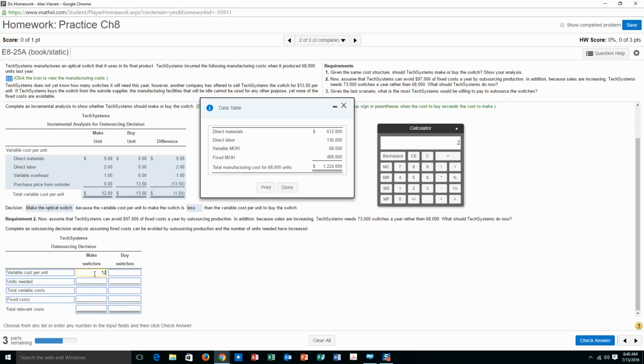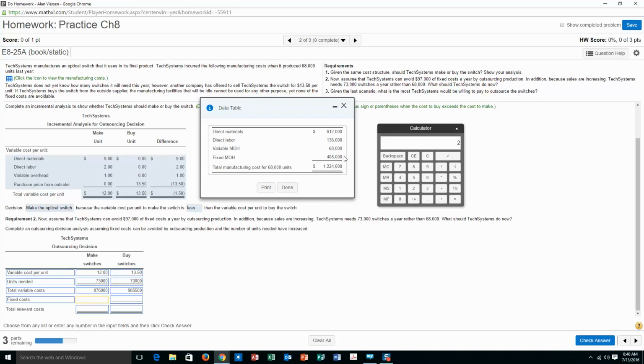Okay, to begin with, this is still $12 to make it as far as the variable costs. And of course, this is $13.50. We're going to have 73,000 of these switches. That's the total number that we're going to need. So this total amount is $876,000. Again, you can use your calculator and double check these. 985,500. And now for the fixed cost.